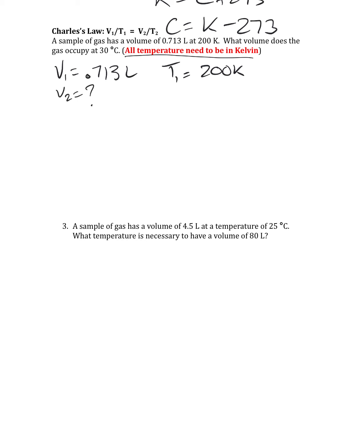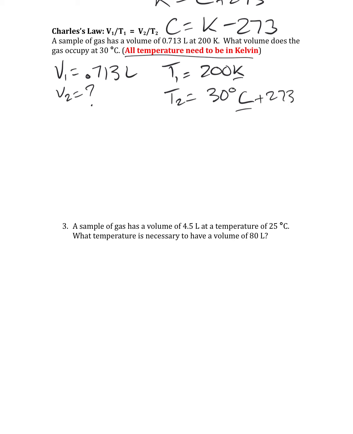And it is at 30 degrees Celsius. So T2 is 30 degrees Celsius. You cannot compare apples to oranges. One is in K and one is in C. We both need to turn them into K. To get them to K, you only have to add 273.